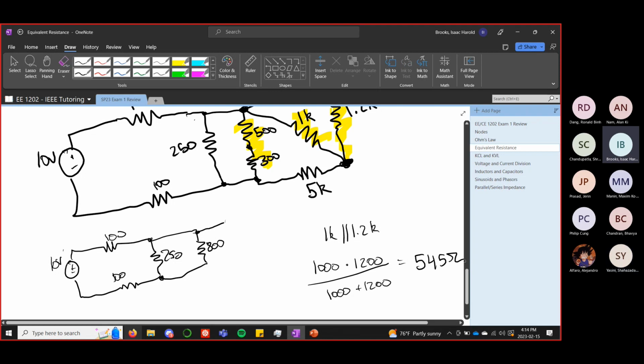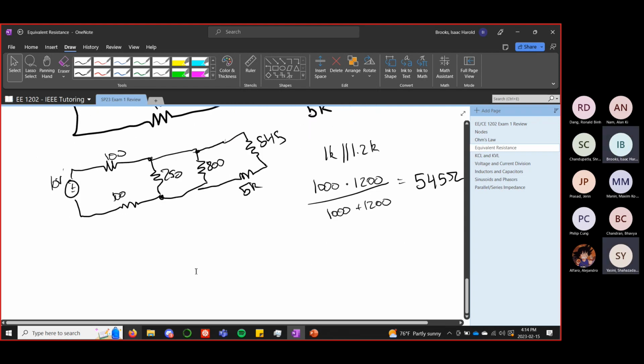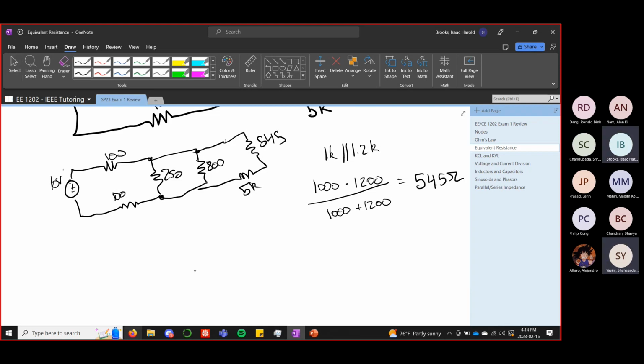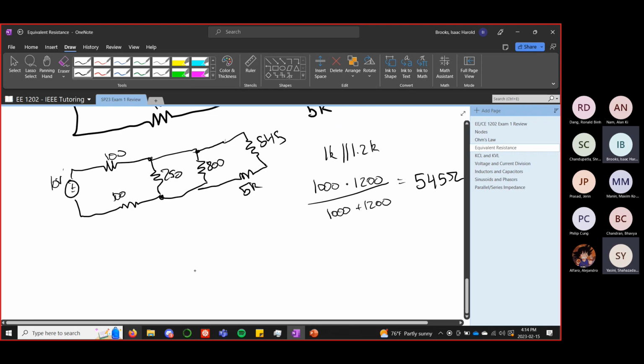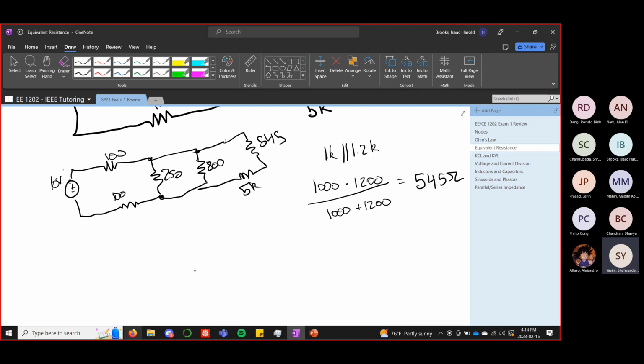Okay, so we've got our 800, and we can replace those two with the 545. And then we have our 5K. Apologize for the poor drawing, but here's where we're at. Now, the next step. We add the 5K and the 545, and then what will we do after that? In series with these two, yeah.